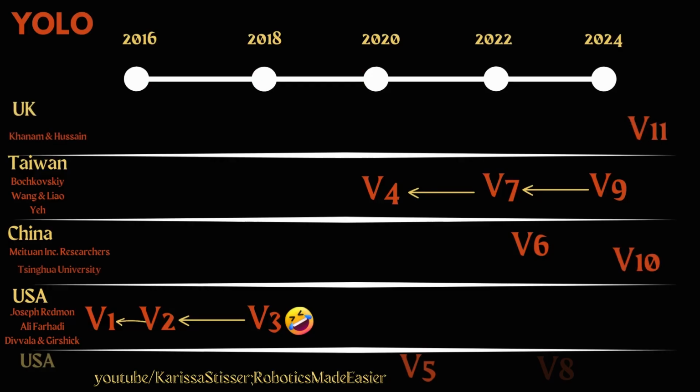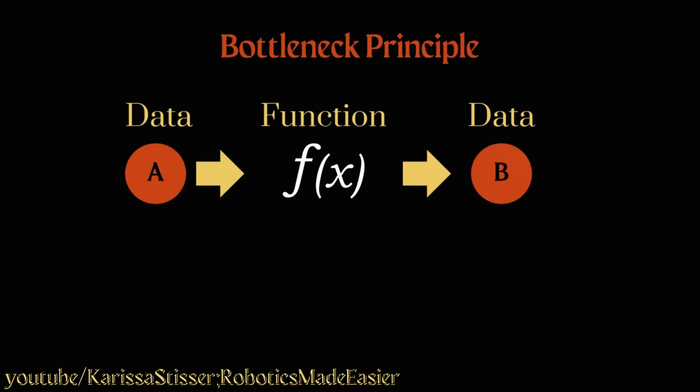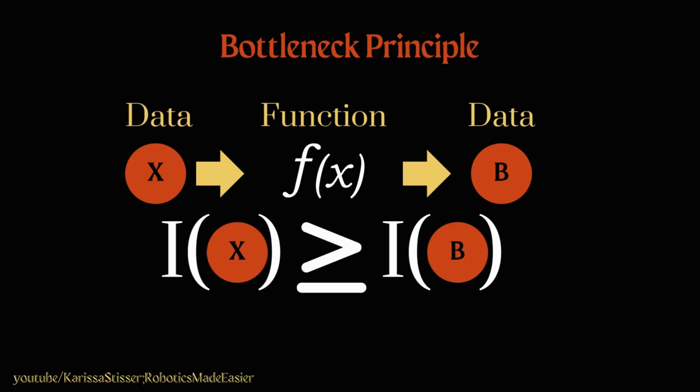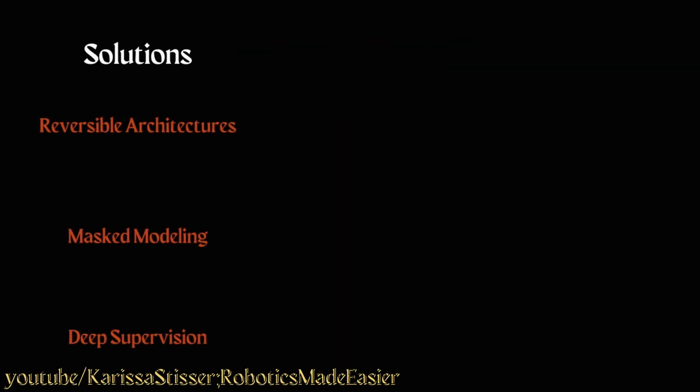Anyway, we're going to avoid the rabbit hole of going through the full Yolo saga and just focus on YoloV9. In this paper, the authors focus on the bottleneck principle, which is that you can lose data through any function, and you often lose data through neural networks. While a few other methods try to tackle this, there are always drawbacks.